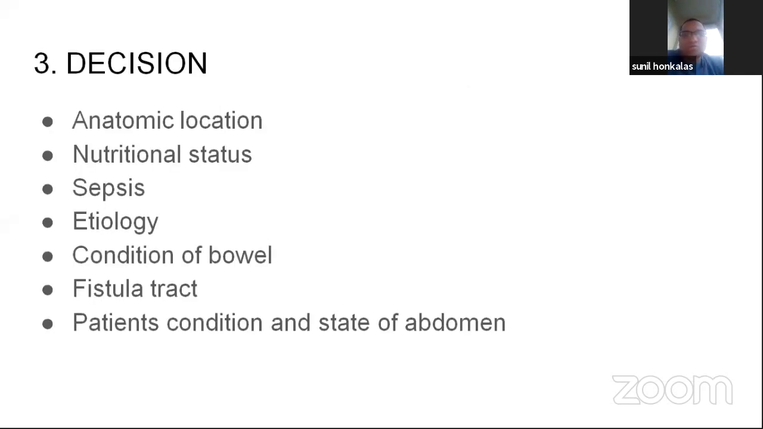Any nutritional parameters or biochemical tests you would like to do to check the spontaneous closure? Serum transferrin levels, serum albumin. Yes. So it is more than 3 for serum albumin and transferrin more than 140 milligrams. Then more than 200.